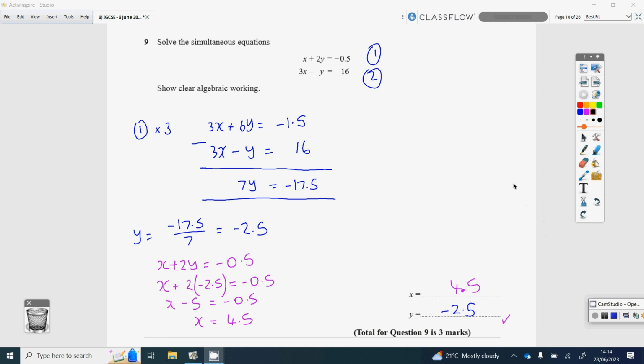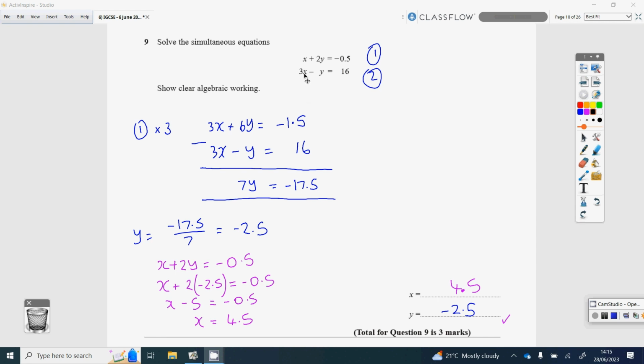Question 9. Now we need to eliminate one of our variables. We need to eliminate either x or y. Now I've called these equation 1 and equation 2. I could have just taken equation 2 and doubled it to get minus 2y, then added them together. That would allow me to eliminate the y's, and that's absolutely fine. But I'm going to choose to eliminate the x's.